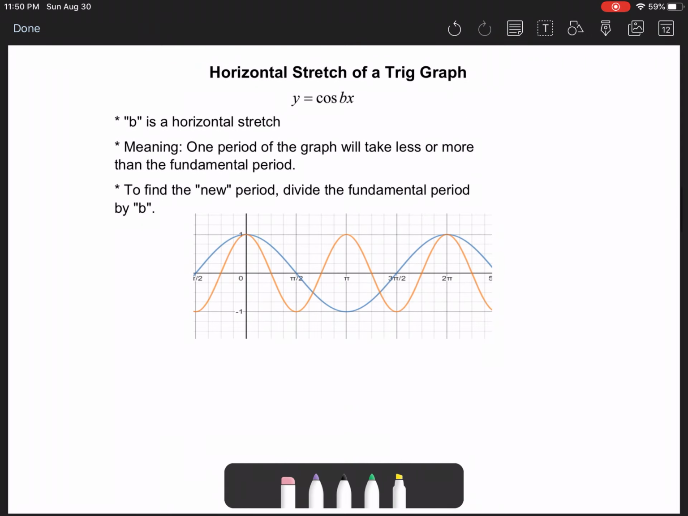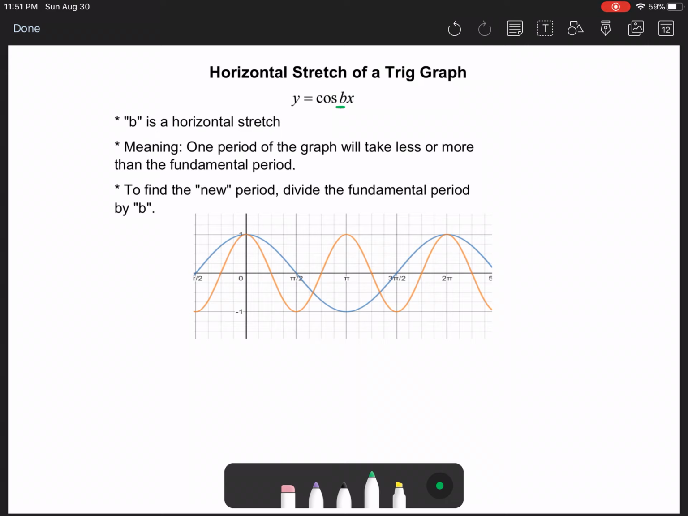The horizontal stretch of a graph. Okay, horizontal stretch is represented by b, a number in front of x or theta. What this means is that our normal period, our fundamental period of the graph, is going to change. So now one period of the graph is either going to be more than 2 pi or it's going to be less than 2 pi.